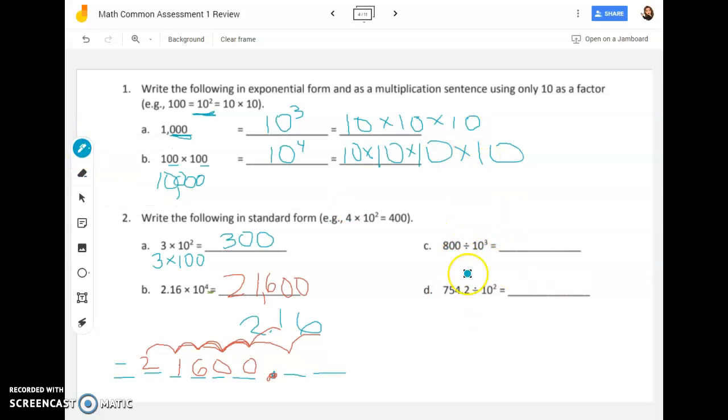All right, we are dividing over here, so our value is getting smaller. Your answer should be smaller than what you started with. So we have 800. It's a whole number. I know my decimal's right there. And to make it smaller, we're going to move all these digits over 3 spaces. Why 3 spaces? Because that's my exponent. So my 0 is going to go to the right, because it's getting smaller, 3 places.